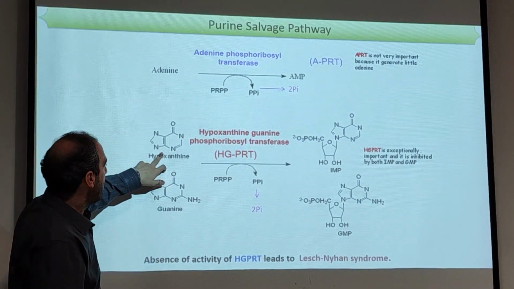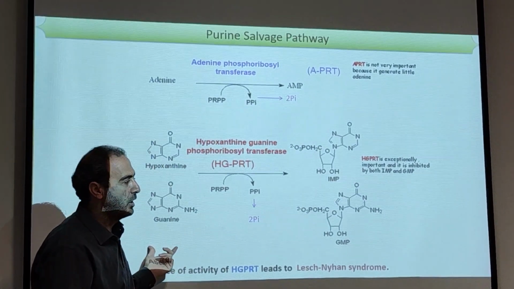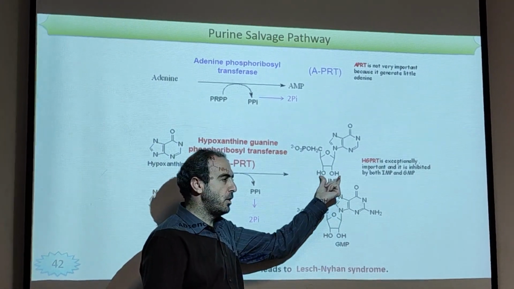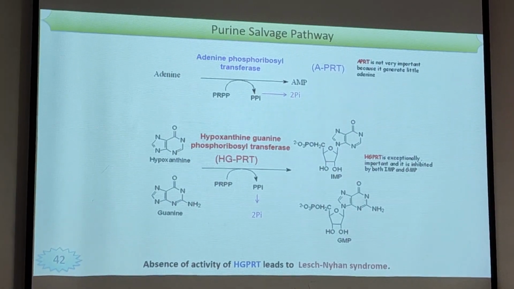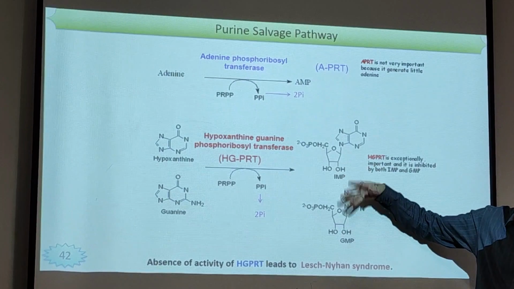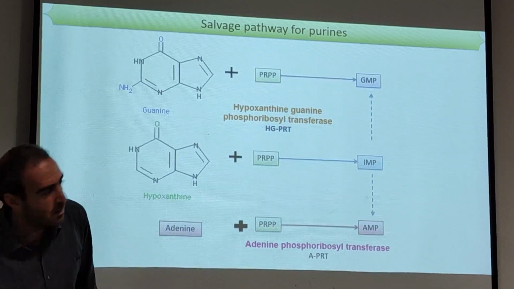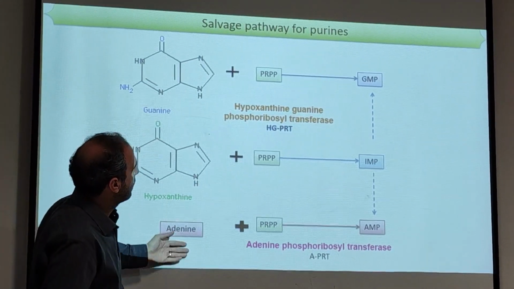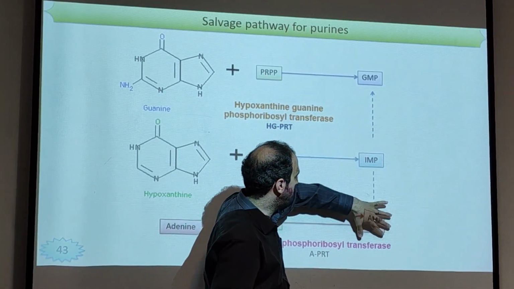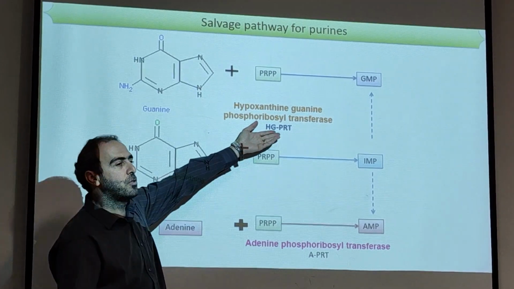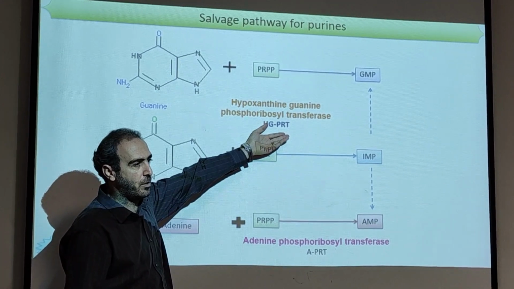What does it do? It recycles hypoxanthine as IMP and guanine as GMP. And IMP, as you learned, can produce both AMP and GMP. Most of the AMP is produced from that pathway and IMP. So this is the function: guanine, hypoxanthine, and also adenine, by receiving phosphoribose, can produce GMP and AMP. This enzyme is so important for us: HGPRT, hypoxanthine-guanine phosphoribosyltransferase.